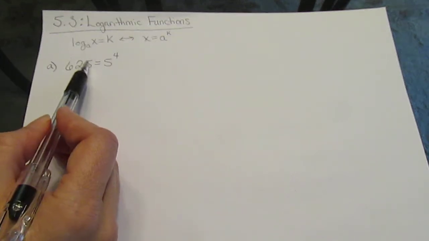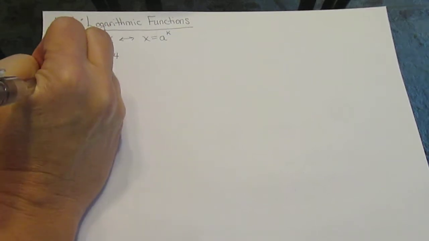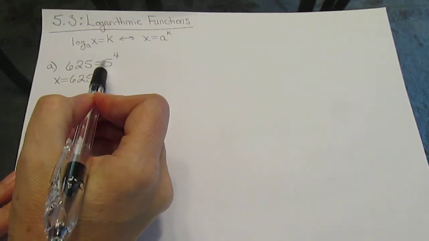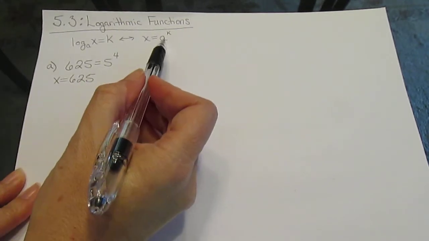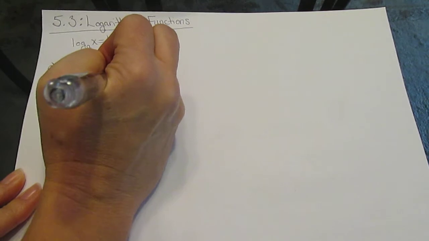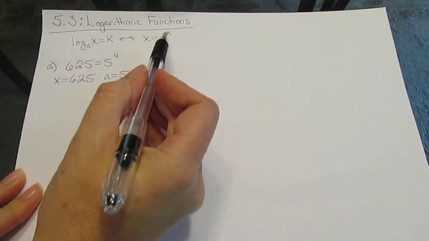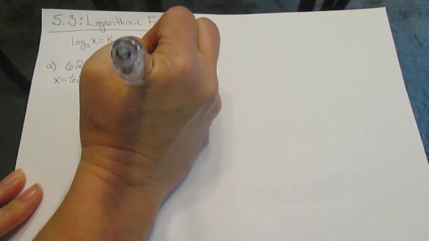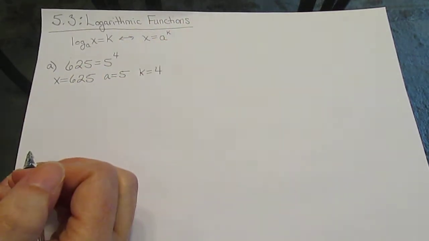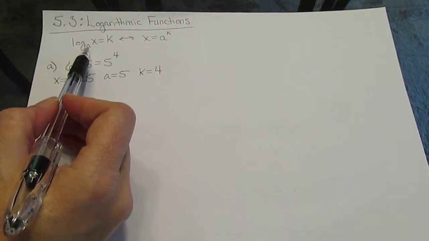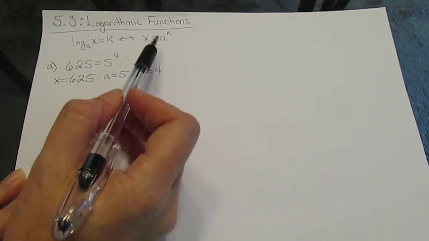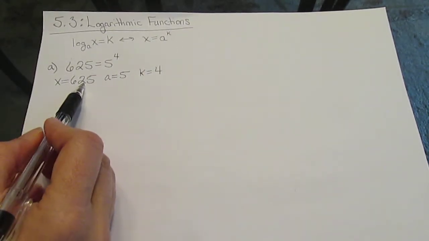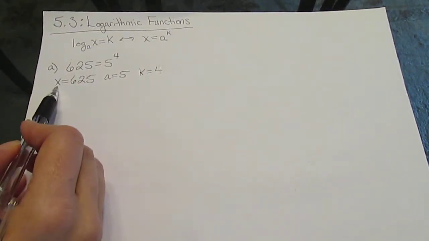So we can label each of these pieces. This number that's all by itself, that's x. So x equals 625. This number that's being taken to a power, well, that's a. So a is 5. And the power is k. So k equals 4. Okay, well, these variables represent the same variables as over here. So we can just plug in the numbers that we got for each of the variables.